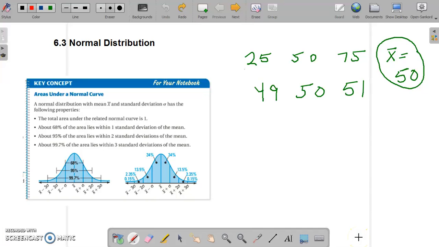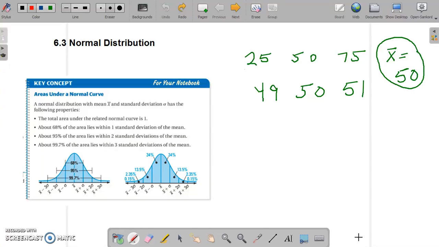Hello everybody, this video is on section 6.3, normal distributions. You should have already read the chapter and filled out the note sheet that I gave you, so hopefully some of this vocabulary is fresh in your mind. Two things that you should have heard of before, but maybe haven't looked at in this way, are mean and standard deviation.